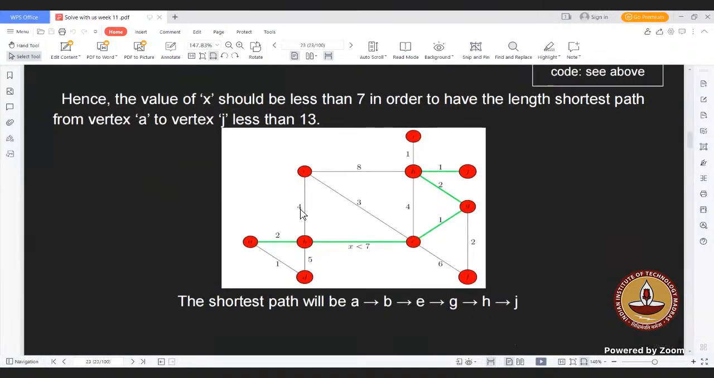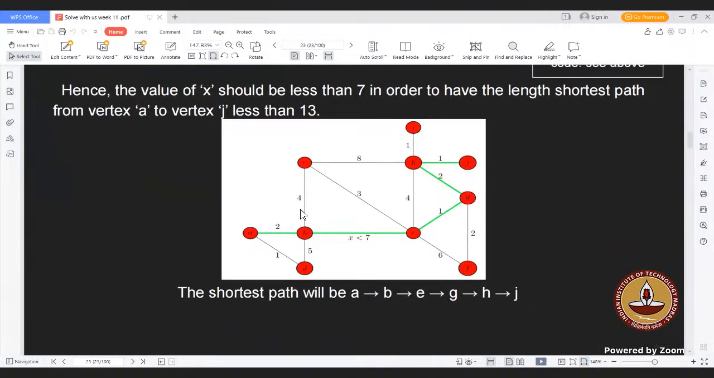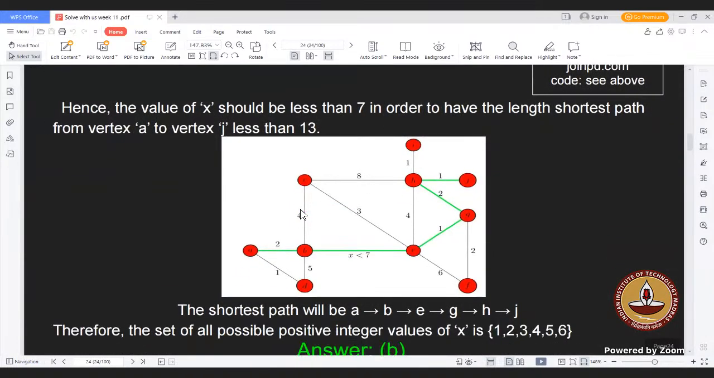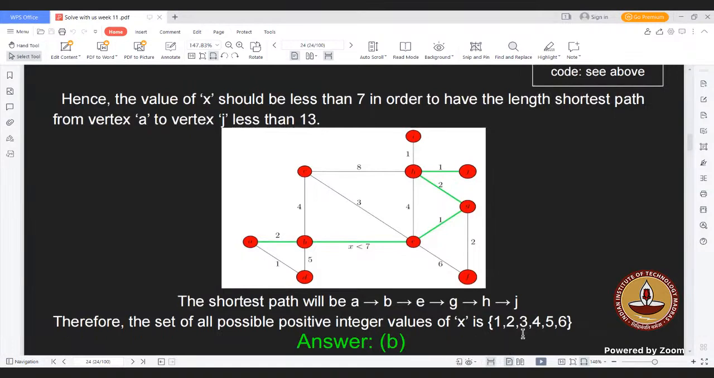1, 2, 3, 4, 5, 6. 0 can't be possible. Yes, sir, 1, 2, 3, 4, 5, 6, till that it is possible. It can't be negative also because we are using Dijkstra here. Because they are asking positive integers, therefore 0 will not be included.